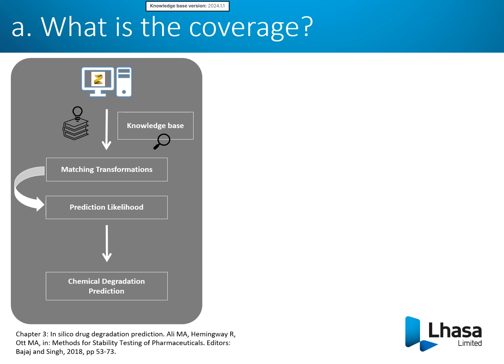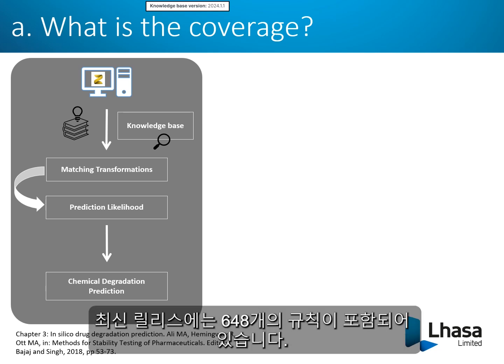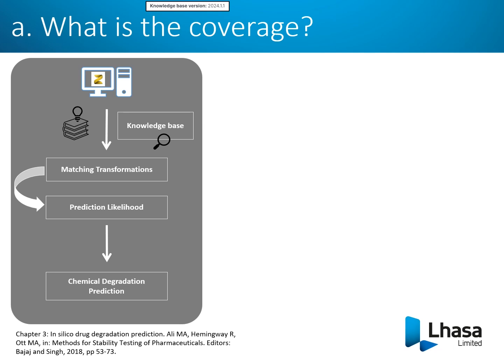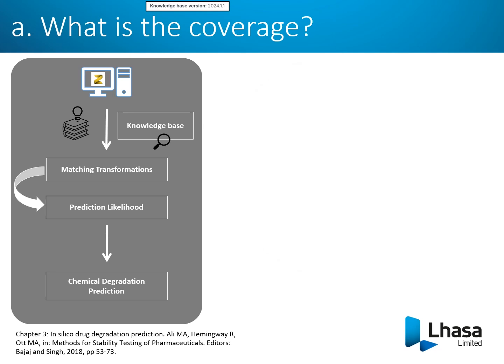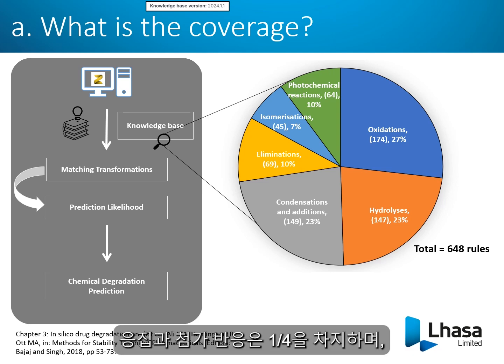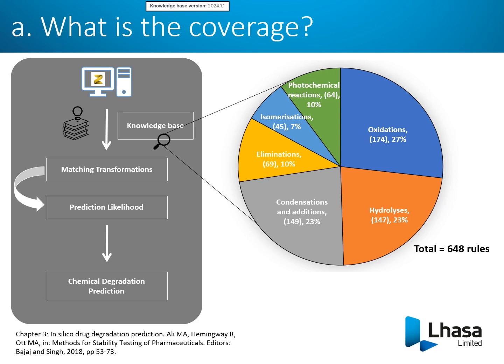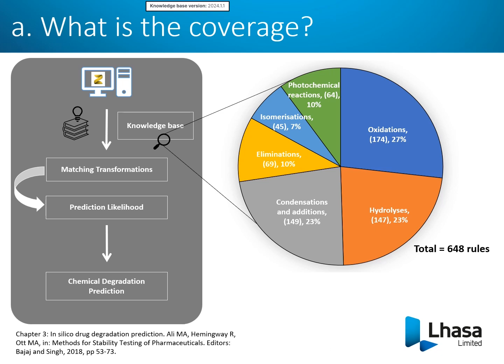The knowledge base within Zeneth is now a mature 15 years old, and our last release contained 648 rules. We classify that knowledge into the following 6 categories. Oxidation and hydrolysis make up almost half the knowledge base. Condensations and additions a quarter, with the final quarter being split between photochemical reactions, isomerizations, and eliminations.